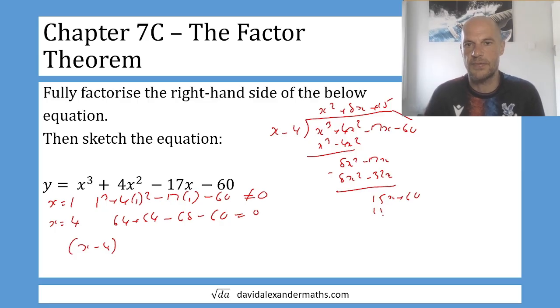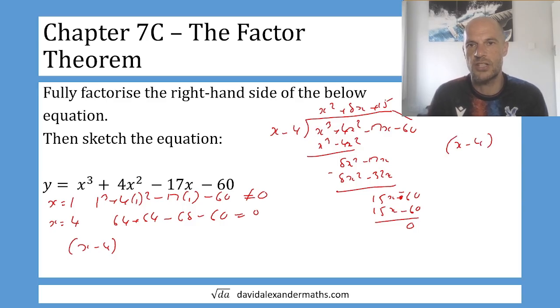15 times x is 15x, and minus 4 times, oh, I was thinking something's gone a bit wrong here, because 15 times 4 is going to be negative 60, and why have I got plus 60? Well, that's because I didn't write minus 60 when I wrote plus 60. There we go. So we get a remainder of 0. So one of the factors is x minus 4.